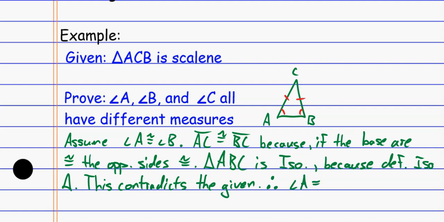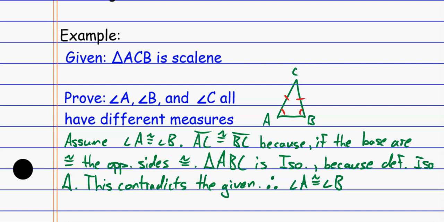Angle A is not congruent to angle B. Okay, because the thing that I'm allowed to say now is the opposite of the assumption I made. And notice here that I did not deal with C at all. I have to show that all of these have different measurements.